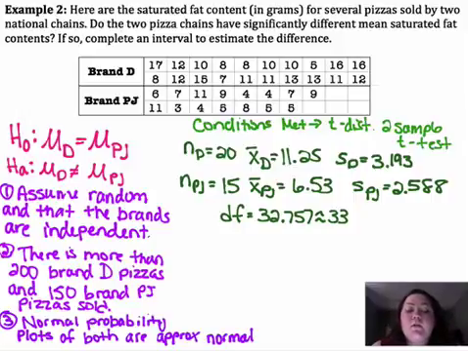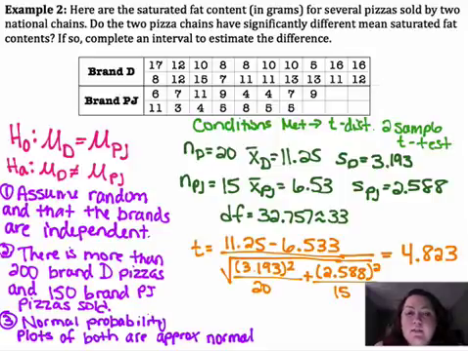So I found that the sample size for brand D was 20. The sample mean for brand D was 11.25, and the sample standard deviation for brand D was 3.193. The sample size for brand PJ was 15. The sample mean for PJ was 6.53. And the sample standard deviation for PJ was 2.588. The degrees of freedom that was given in my calculator was 32.757, which is approximately 33.